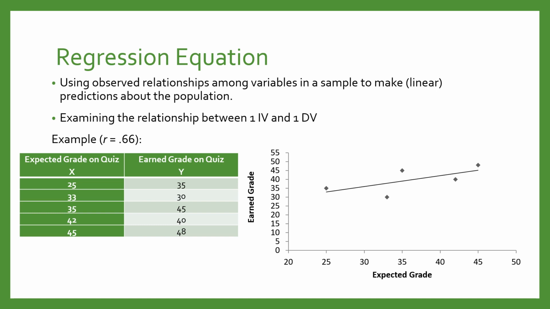So see the scatter plot there, and notice that each dot represents one person's expected and earned grade. So that first dot on the left there, you see they have an expected grade of 25 and an earned grade of 35.